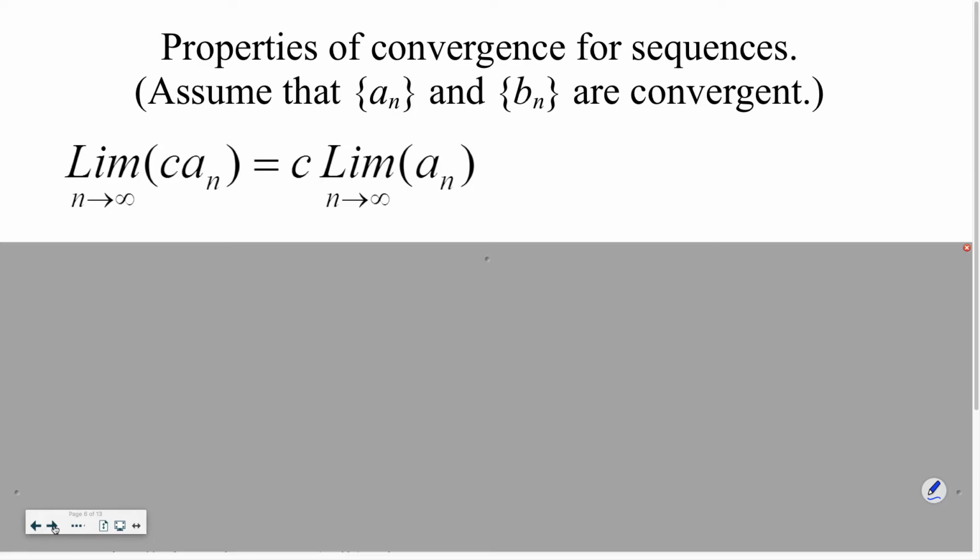Okay, let's talk about rules for limits. I don't think you need to write this down. I think we just need to remember them. And we're just going to apply them to our sequence situations.